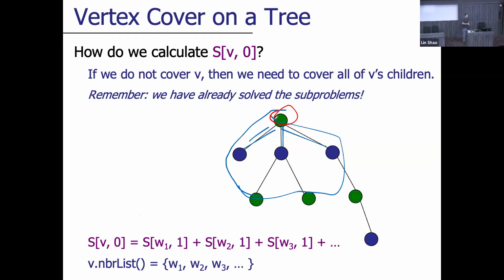We just summarize all the possible cases, because each of these would be a root. So S V 0 would be the summation of the three outputs: S W1 1, S W2 1, S W3 1. This is the relationship for S V 0. Remember the key part: if the node itself is not covered, then all its children need to be covered. Otherwise, the edges from the node to its children are not covered by the vertex cover.